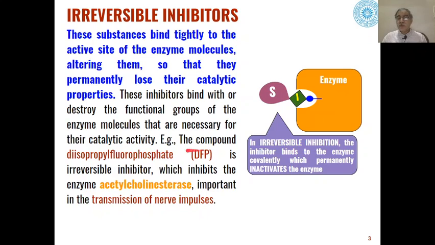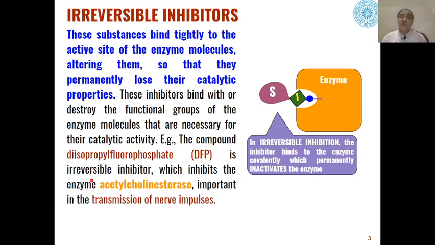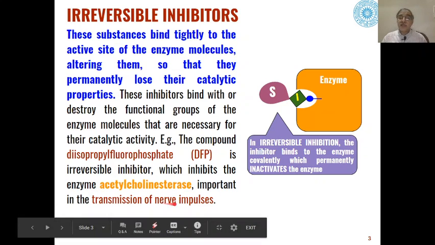The most common example of this type of inhibition is found in the compound diisopropyl fluorophosphate, which is called DFP. This is an example of an irreversible inhibitor, and it inhibits the activity of the enzyme acetylcholinesterase, which is a very important enzyme for transmission of nerve impulses. So this is a neurotransmitter enzyme.